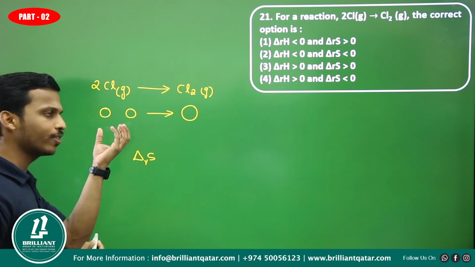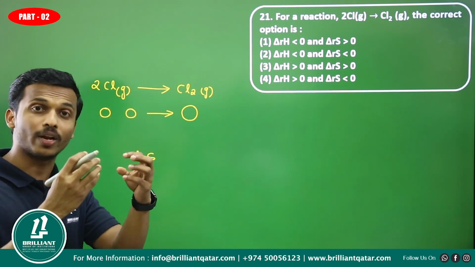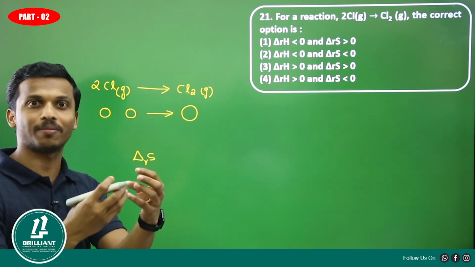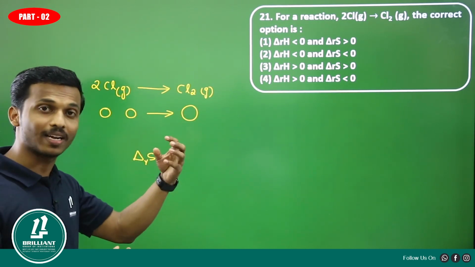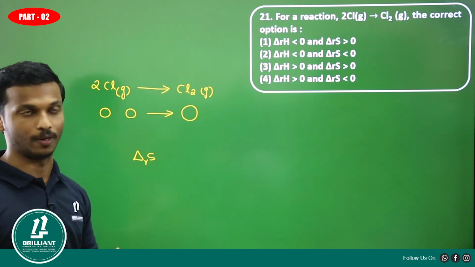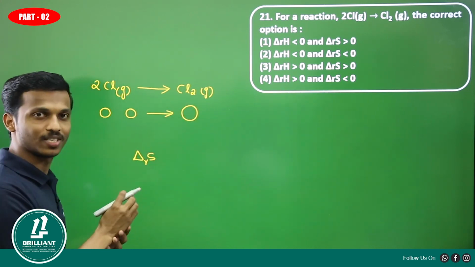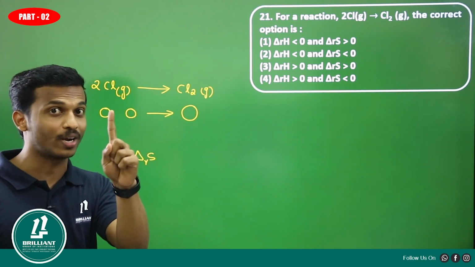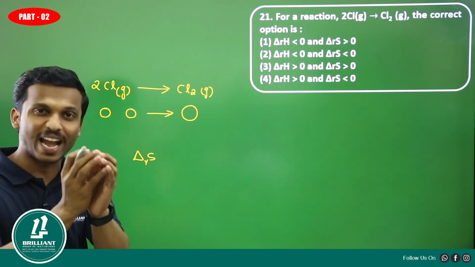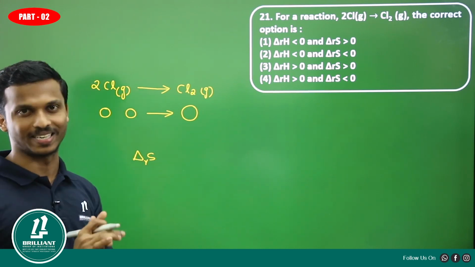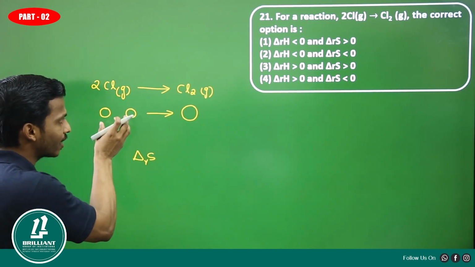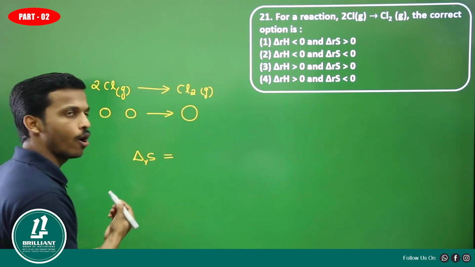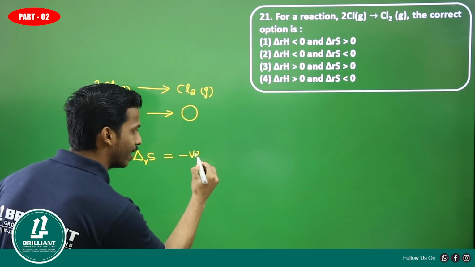Students, on the left side you can see that 2 chlorine atoms are there, so they can move anywhere, so their degree of randomness is very great, so delta S or the entropy change is positive. Then what about the RHS? On the product side you can see only 1 chlorine molecule. The degree of randomness, what happened? Decreases, right? So when 2 chlorine atoms combine to form a chlorine molecule, the entropy of the reaction becomes negative.